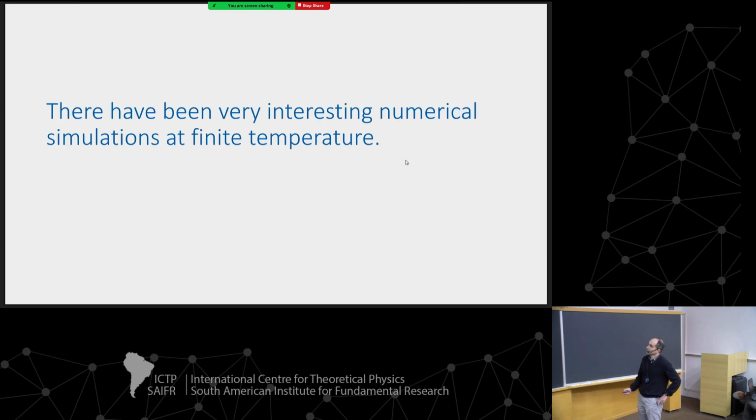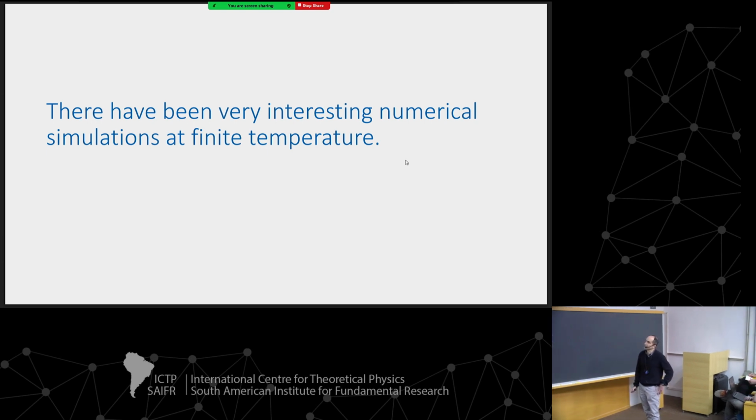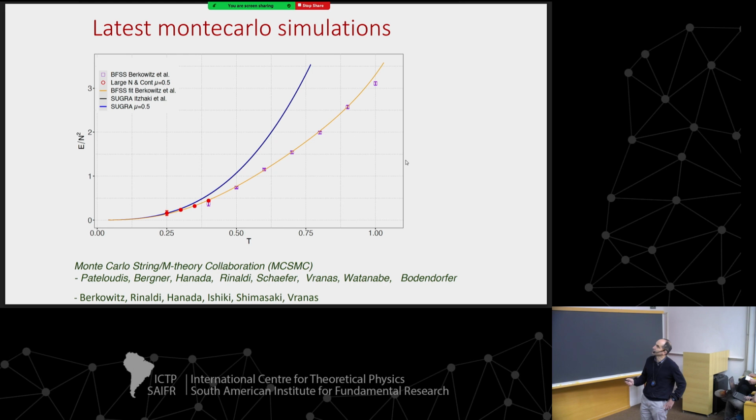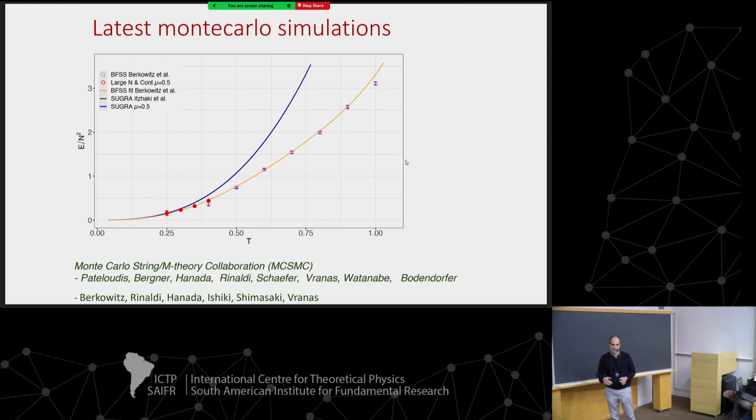And also in the last few years, there have been very interesting numerical simulations of this theory at finite temperature. So this is the latest. This has been done by Monte Carlo simulations by these people. So I cited here two papers. There are many papers by various combinations of authors. And what they have done is they've numerically done a lattice regularization of the theory on a circle, and they've computed the thermal energy at finite temperature. From here, you can calculate the other thermodynamic observables, and they found this nice curve, and so this is the result of the numerical calculations, and you can compare that to the gravity answer.